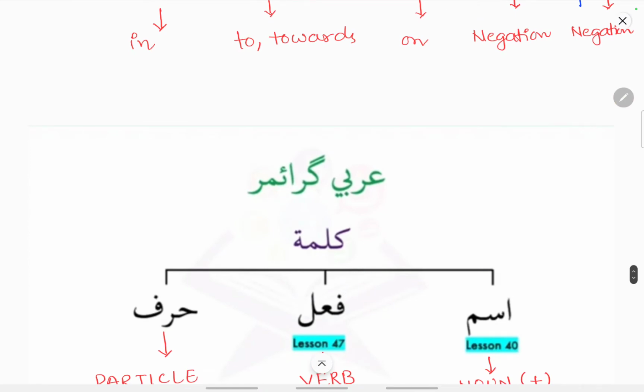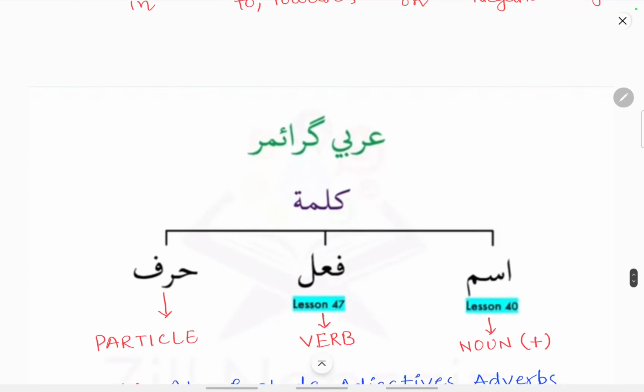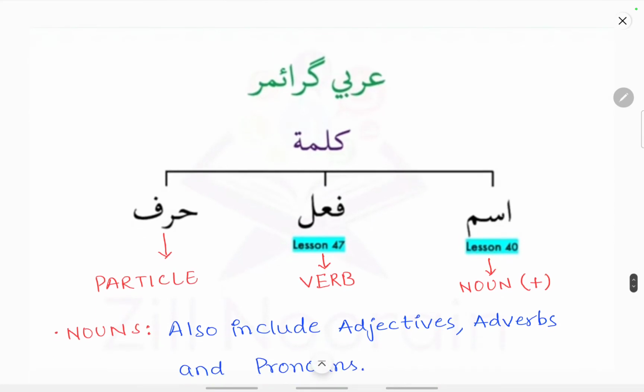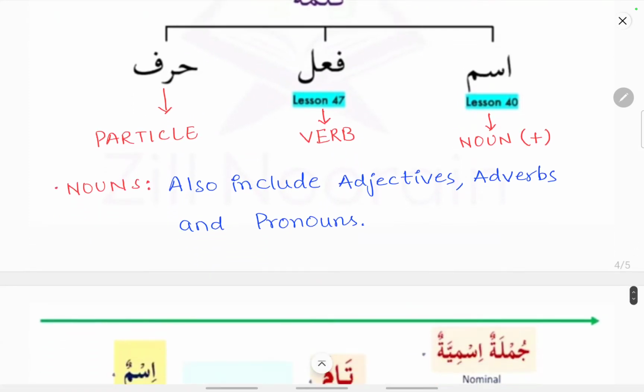So overall, in Arabic grammar, the kalimatun, that is a word, is divided into three parts: ismun, fe'lun, and harfun. Ismun is a noun plus. Noun plus means that besides nouns, it also includes adjectives, adverbs, and pronouns. Fe'lun means it is a verb, and harfun means it is a particle.